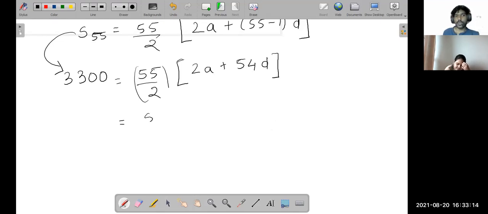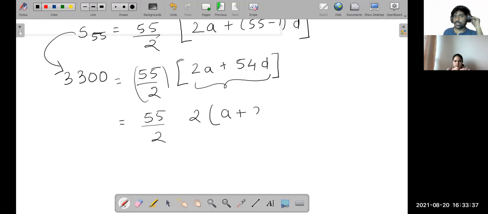Okay, let's do one thing. 55 upon... Is there any formula we can use here for the bracket? In this bracket here, 2A plus 54D, can you see anything common? We can take 2 common outside. So inside will be A plus 27D. If you multiply 2 inside, you'll get this bracket back.